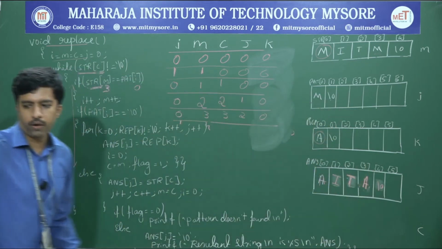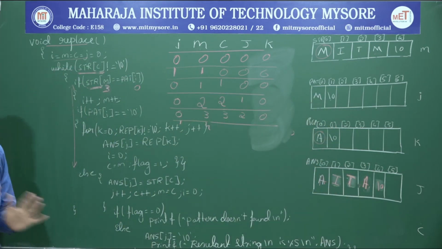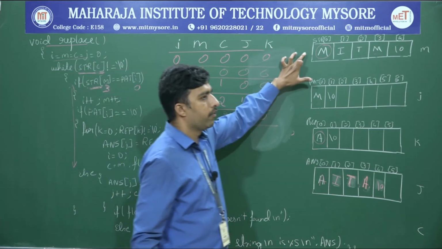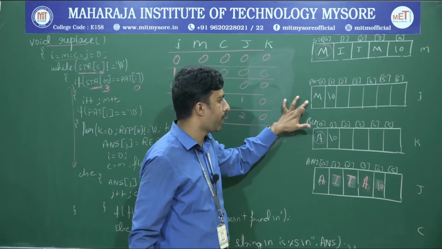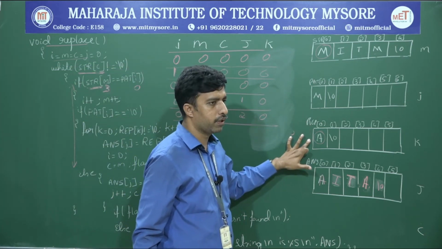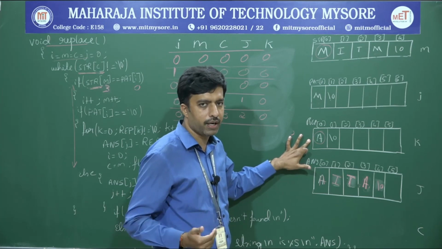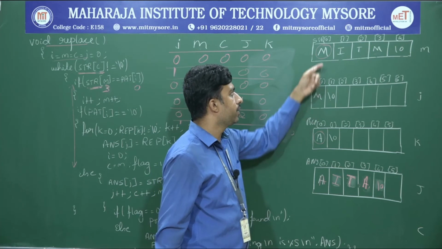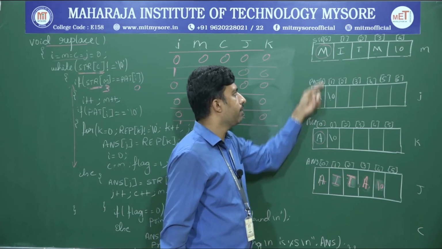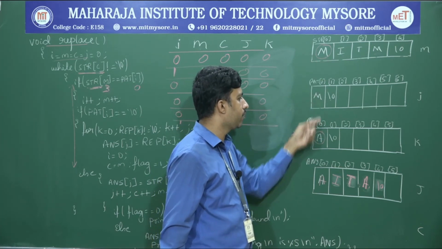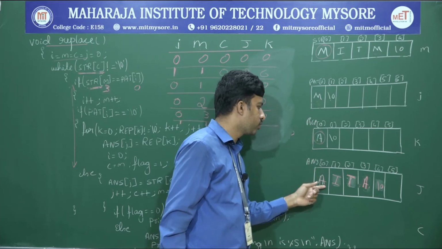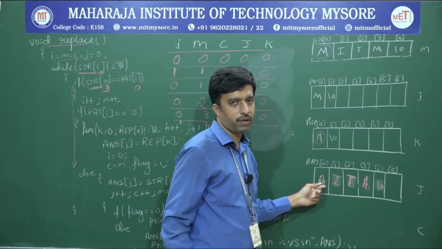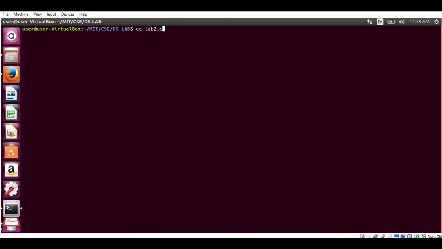I am going to give the highlight. Simply, we have a main string, a pattern string, and a replacement string. These three things are read. The question says: find the pattern in the main string, and if the pattern matches, replace that pattern by the replacement string and store it in the answer string. This is the question. Let us look into the execution of the second lab cycle, cc lab2.c.